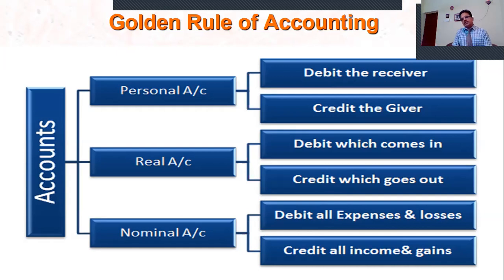Then real account, what is the rule? Real account is the account of assets and properties. Debit what comes in, credit what goes out. Whenever something comes to the business, debit. Whenever something goes out from the business, credit it. The nominal accounts are the accounts of expenses, losses, incomes, and gains. In that, expenses and losses are always debited. Incomes and gains are always credited. So this is the accounting rule.